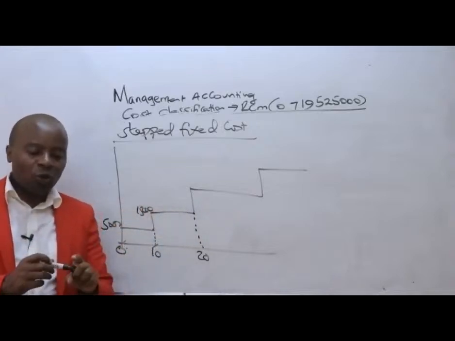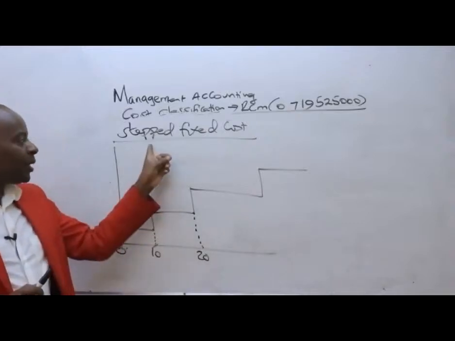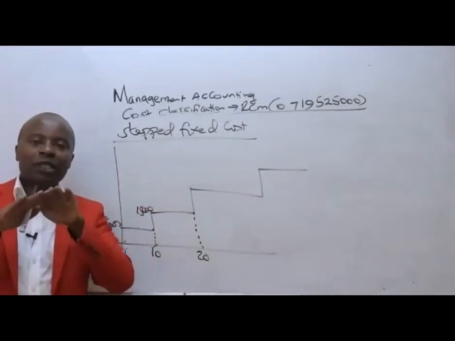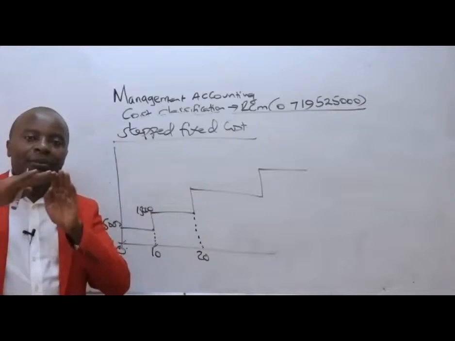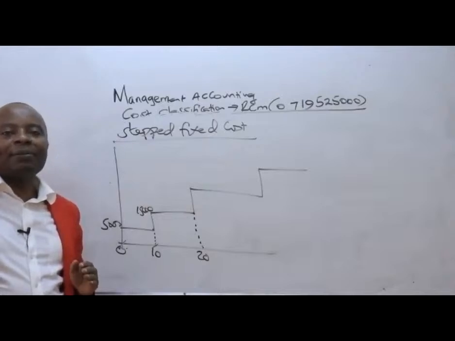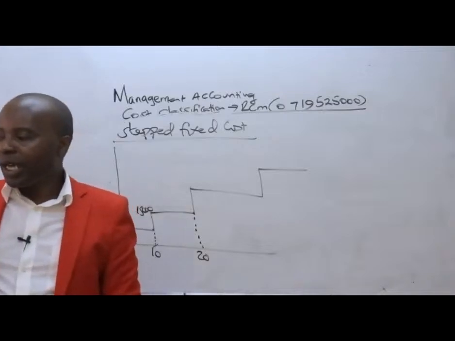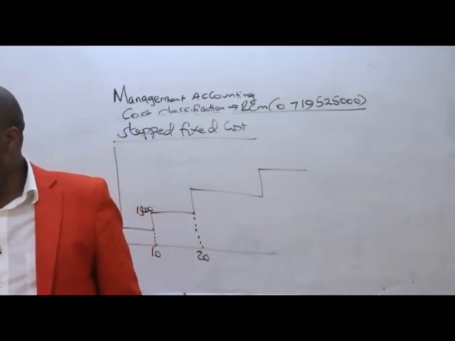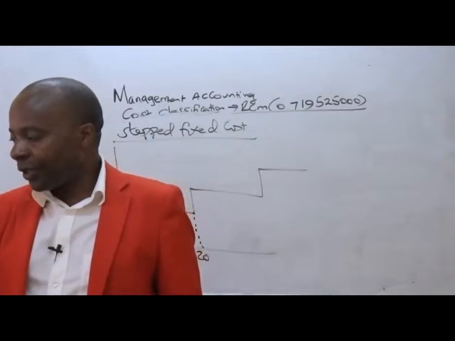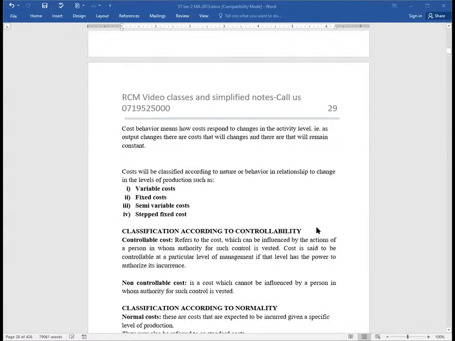Ladies and gentlemen, I would want you to understand this very well, that stepped fixed costs remain constant over some range. Beyond that range, they increase in a lump sum manner. Increasing in a lump sum means increasing with a one-off amount. And ladies and gentlemen, that now marks the end of the behavioral classification, how costs behave in relation to activity. From there, we've got these particular ones, which are just a walkover that we need to explain very first.